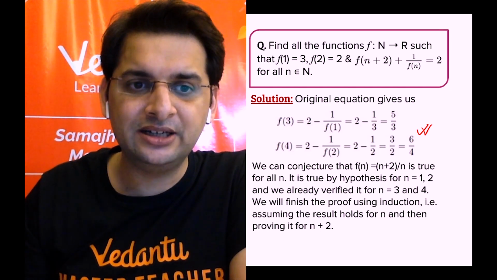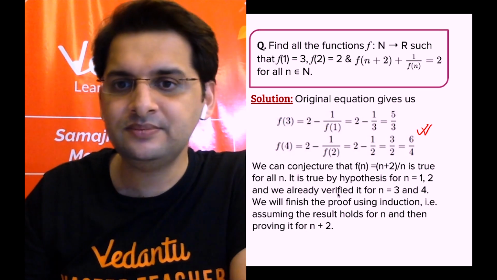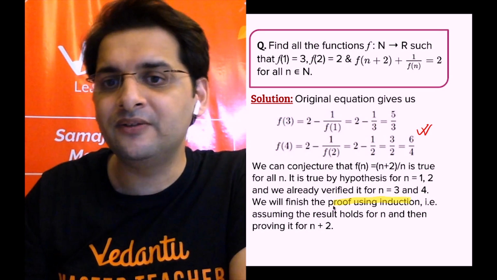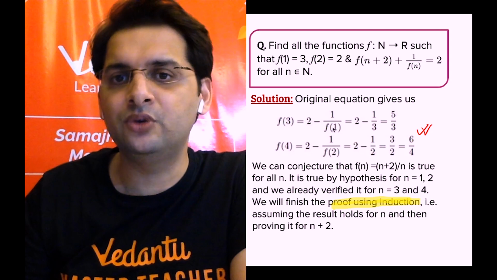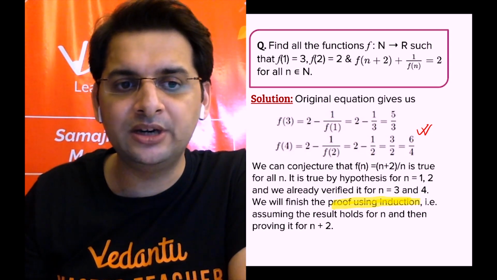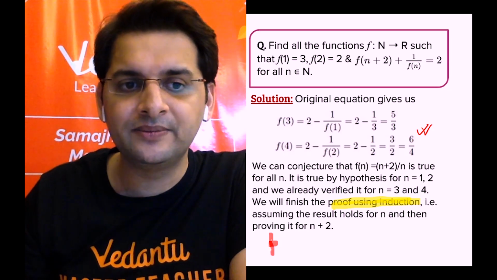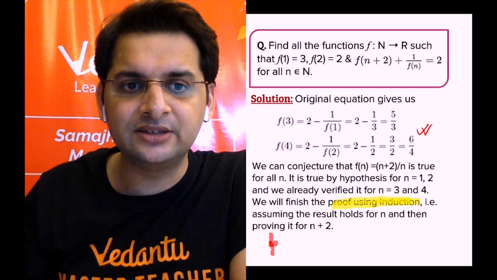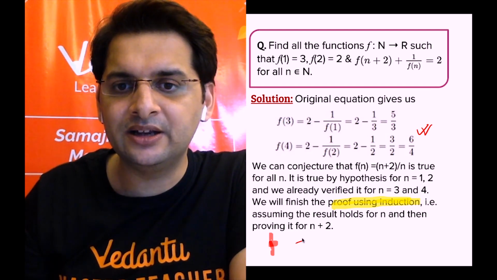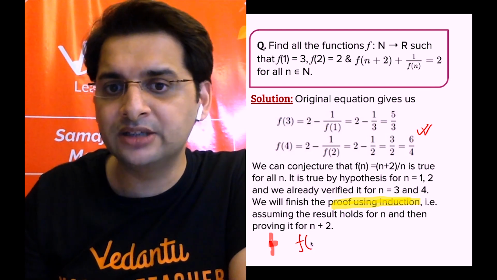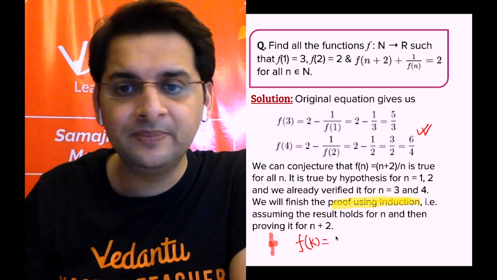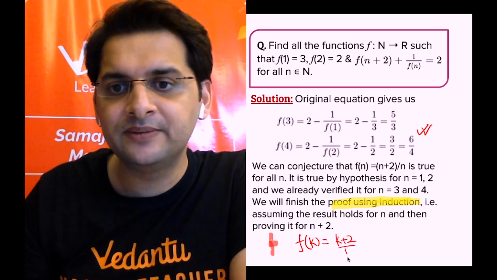How do I do this? So we have already validated for n is equal to 3 and 4. Let us assume that this is true for n is equal to k. So f of k would be k plus 2 upon k.